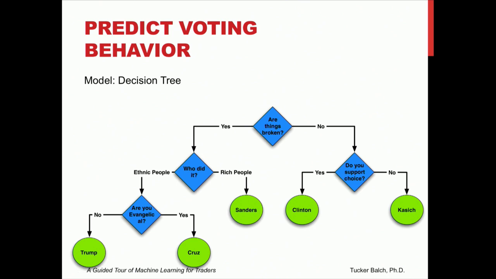Now, a couple things to note here. If you remember, there were four factors that we queried people on. It may be that as you traverse this graph, you don't encounter a question about all of those features. In fact, in this case, if you don't think things are broken, these other questions don't matter. All that matters is do you support choice or not?